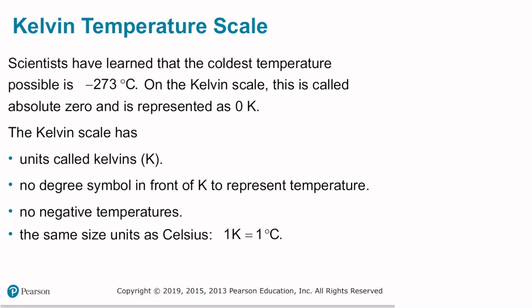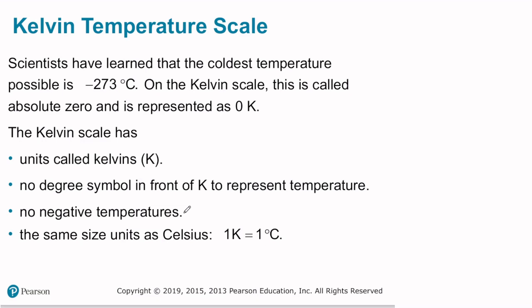Scientists have discovered that the coldest temperature possible is negative 273 degrees C. On the Kelvin scale, this is called absolute zero and is represented as 0 Kelvin. The Kelvin scale has units called kelvins. There's no degree symbol in front of the K to represent temperature. There are no negative temperatures on the Kelvin scale because 0 is the lowest temperature possible.